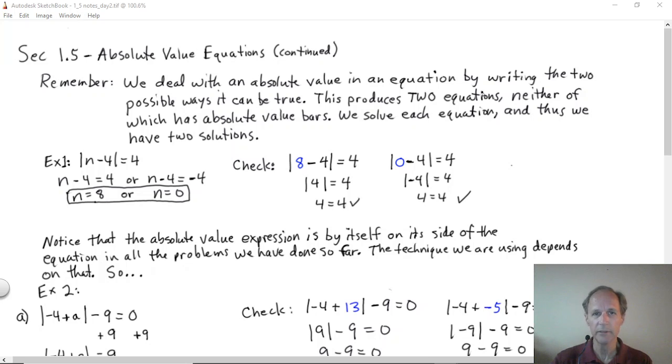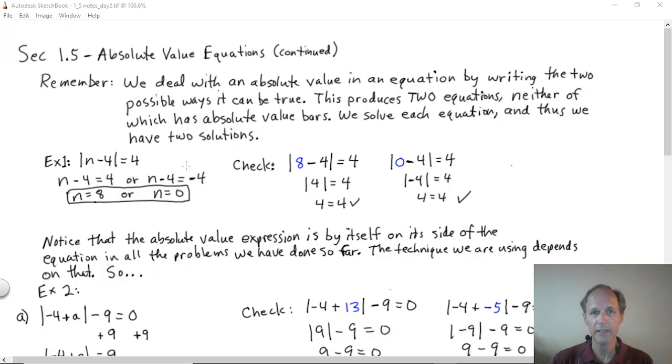Remember that we deal with an absolute value in an equation by writing the two possible ways that it can be true. So this will produce two equations, neither of which has absolute value bars, and we solve each equation, and thus we will have two solutions.